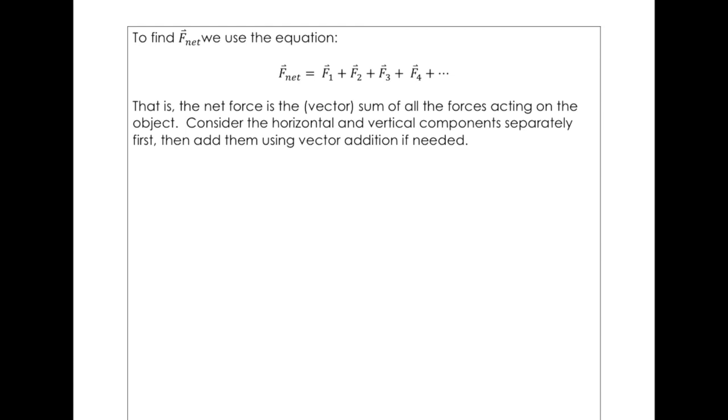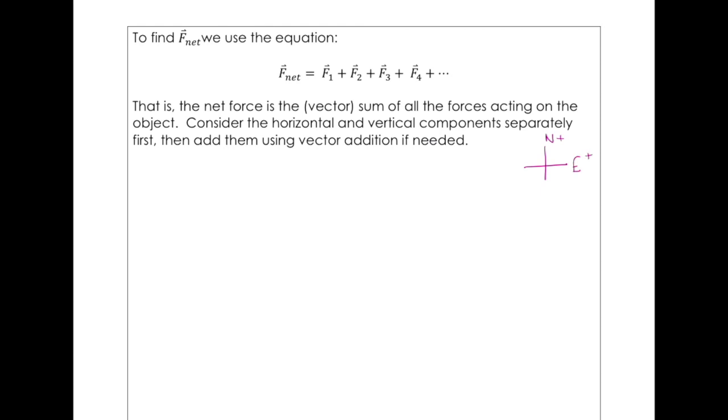Continuing on with this problem, we were asked to find the net force. The net force equation is just going to be adding up all of the different forces. When we do this, we need to consider both the horizontal and vertical components separately, then add them using vector addition if needed. Once again, we have north as positive and east as positive directions.